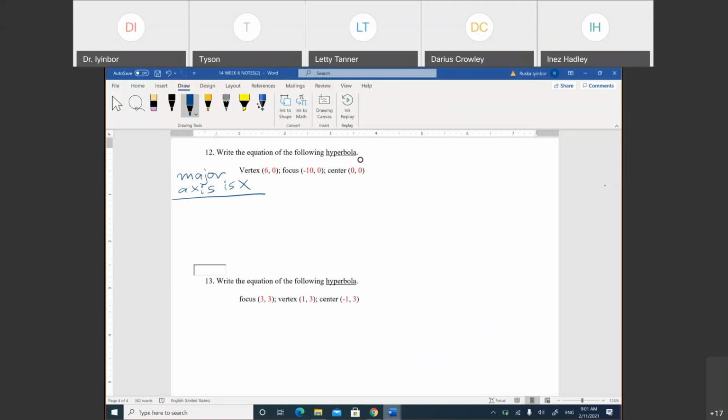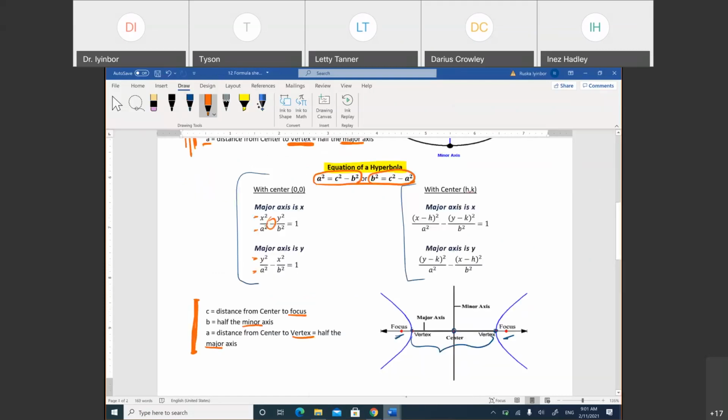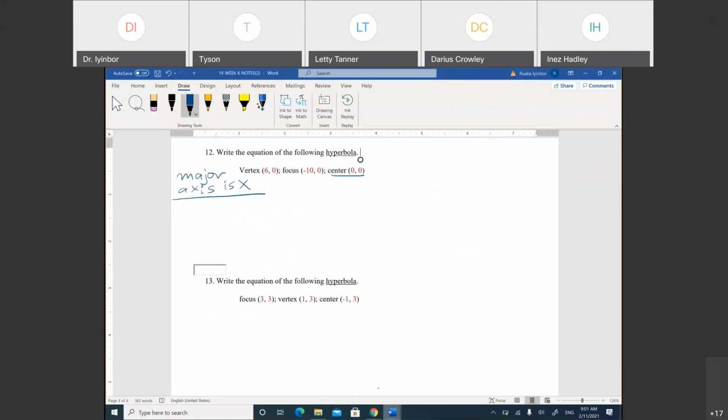And also the center is 0, 0. So I'm gonna pick the right formula, right? Excuse me. So looking at my hyperbola, major axis X, center 0, 0. So this is gonna be my equation. My answer is gonna look like that. So my answer is gonna be x squared over a squared minus y squared over b squared equals 1. So this is how my answer is gonna look like.